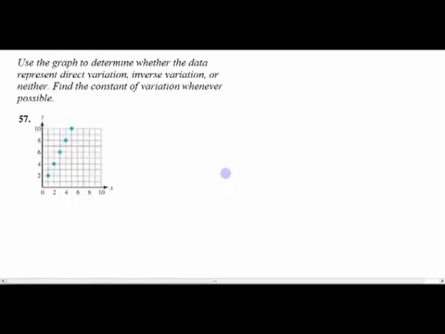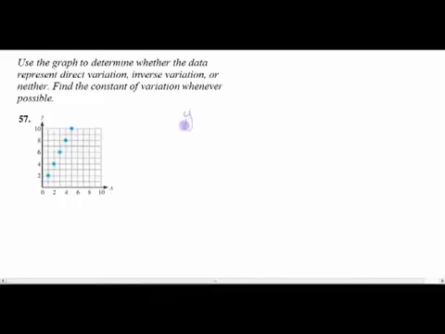Let's use the graph here to determine whether the data is direct variation, inverse variation, or neither, and find the constant of variation whenever possible. Right now this looks like it's probably direct variation. As x is increasing, y is increasing. So we get this kind of line of points going like that.